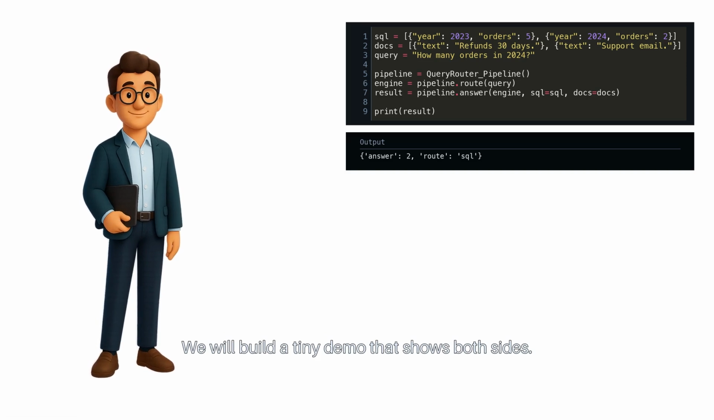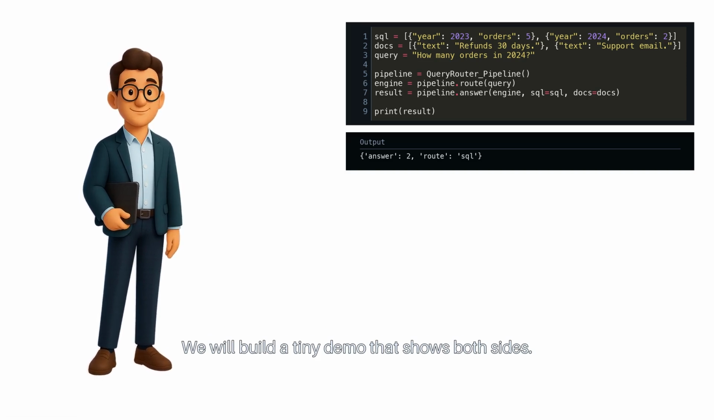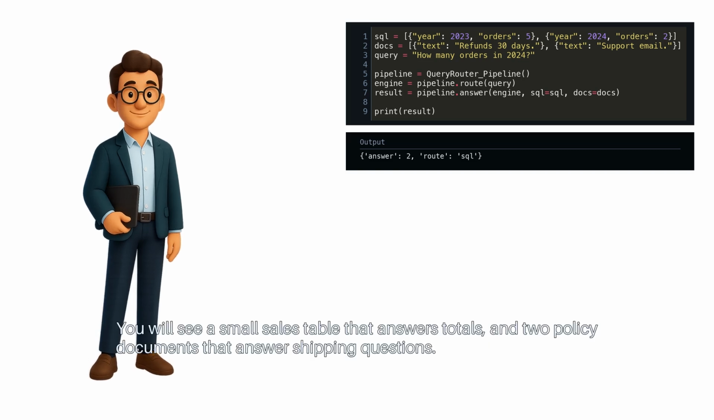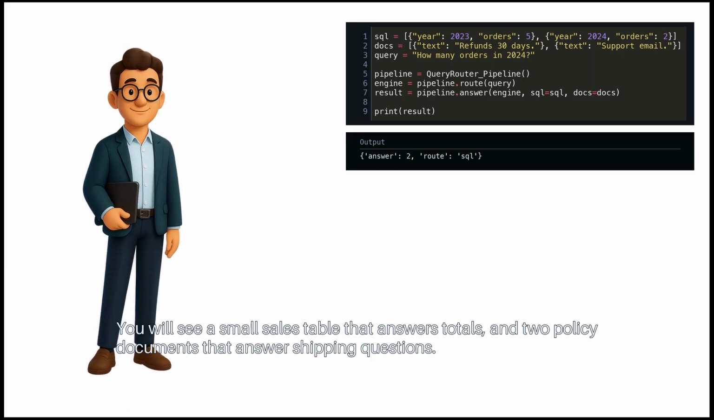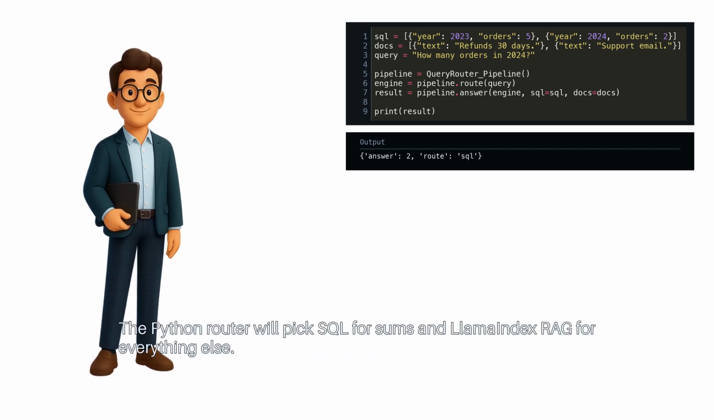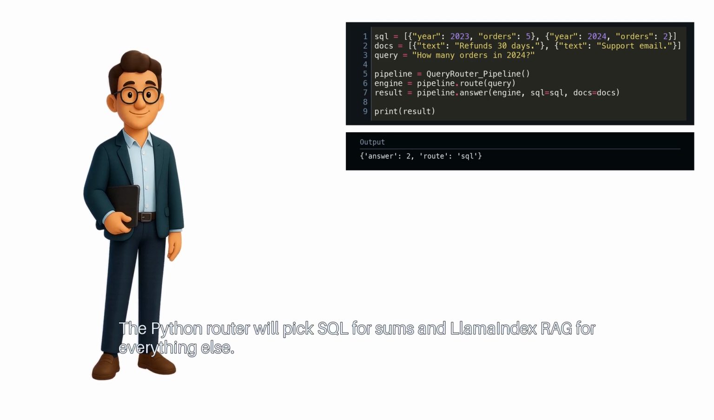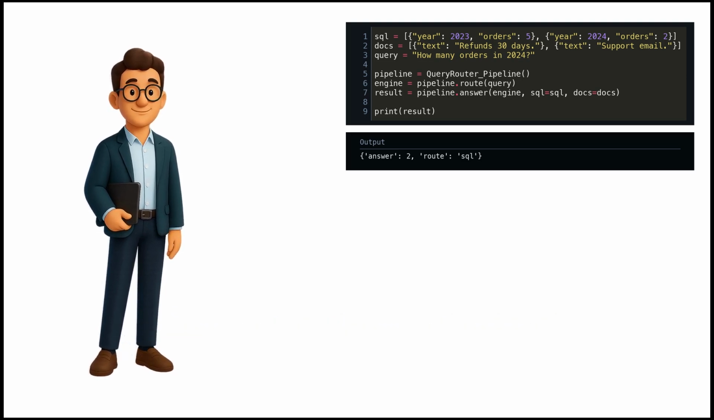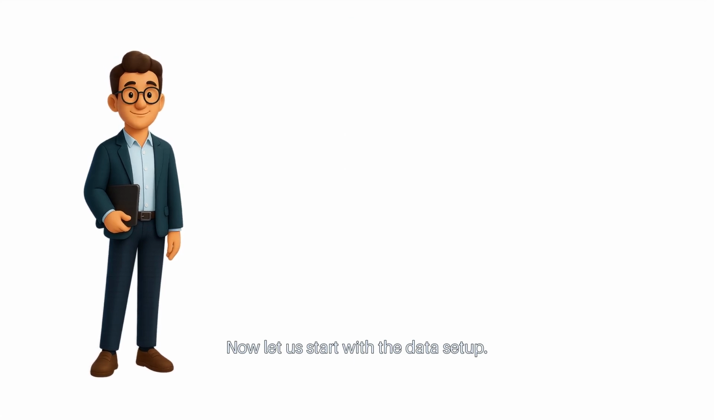We will build a tiny demo that shows both sides. You will see a small sales table that answers totals and 2 policy documents that answer shipping questions. The Python router will pick SQL for sums and LlamaIndex RAG for everything else. Now let us start with the data setup.